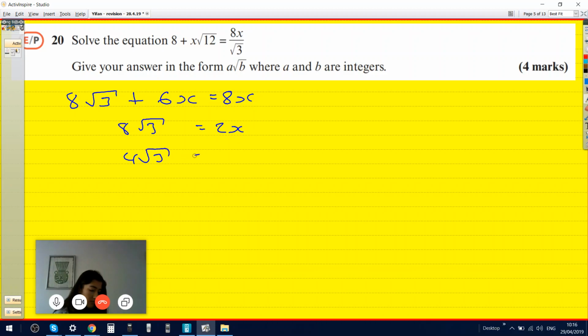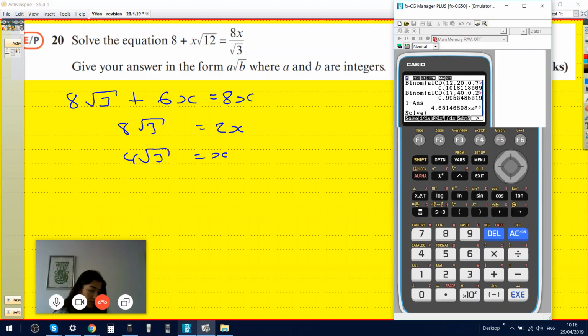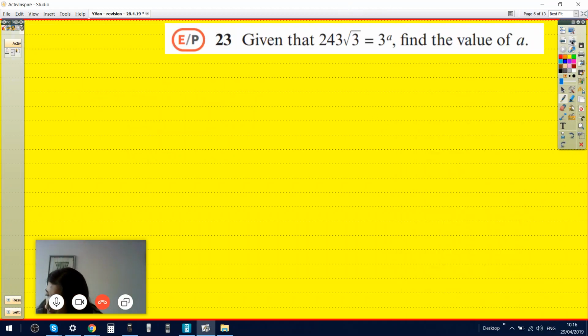That's fine. Intersect. Your calculator, I imagine, will only give an approximate answer. 6.9282. So 4 root 3. Yeah, that's right. Okay.